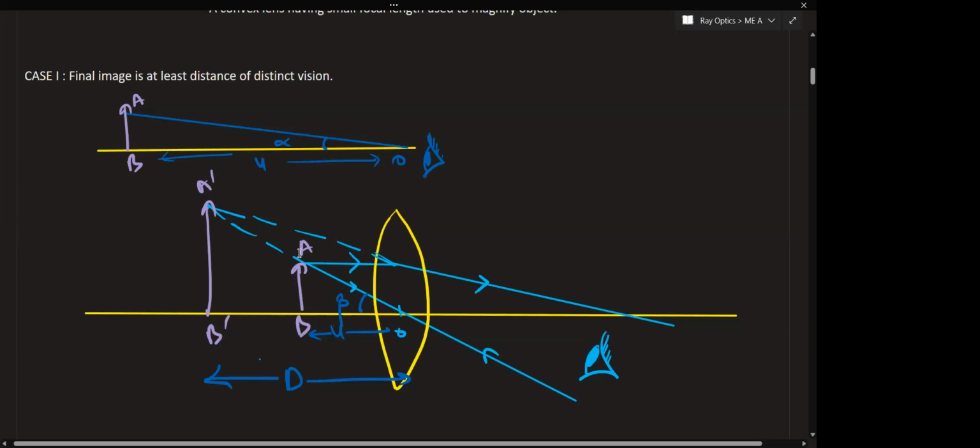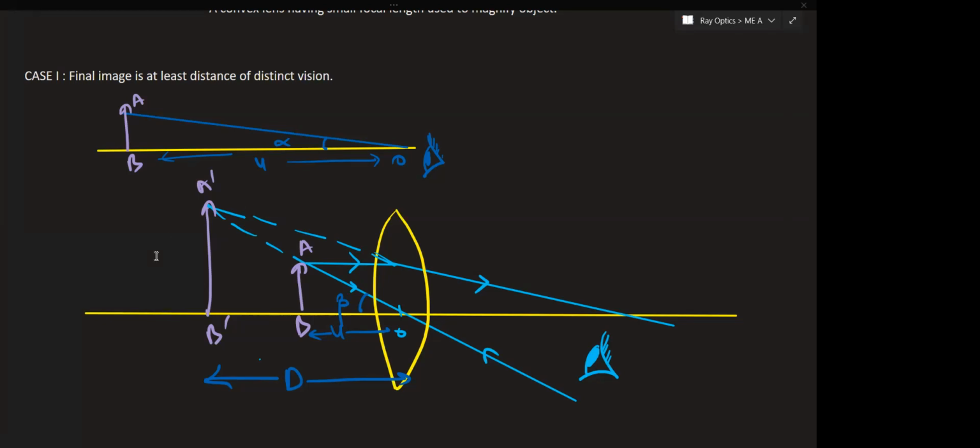Why? Because we have adjusted the object so that we could see it clearly. And to see the image clearly, to make the image at the least distance of distinct vision, we had to shift this. But here, without the lens, we could see the object clearly. It means this was the least distance of distinct vision. So class, pay attention here. Understand the meaning once. You just have to understand the meanings once, and after this, you just have to see the modifications.